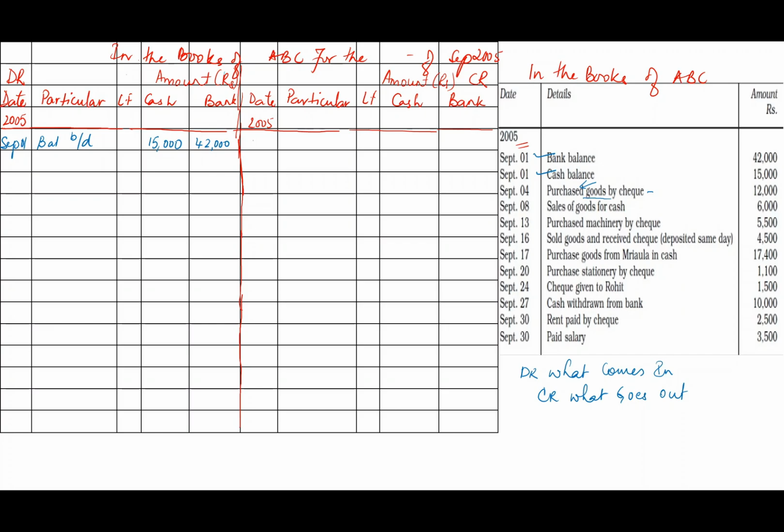So I will say September 4th, purchase good by check. So I will say purchases 12,000. And the next is sale of goods for cash. Again sold, that means cash is coming in on 8th. So I'll write here 8th and I will write here sales cash. So 6,000 under cash column, and then it finishes.